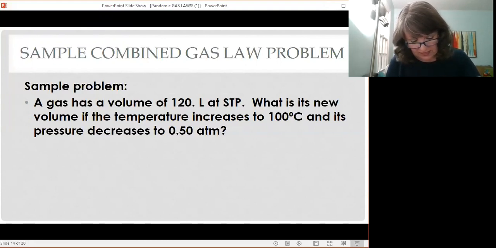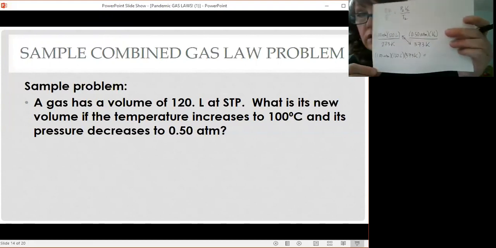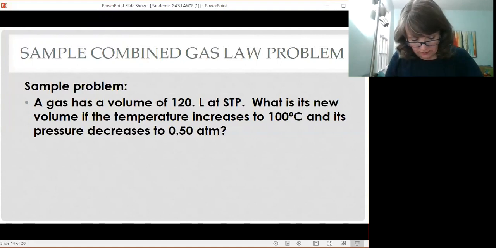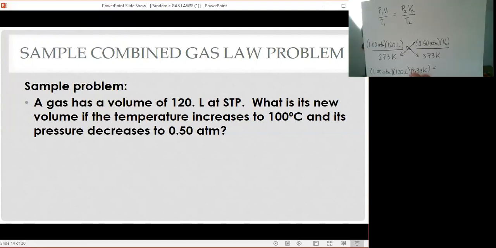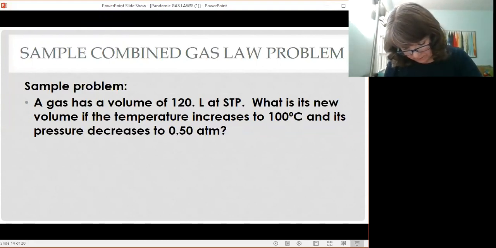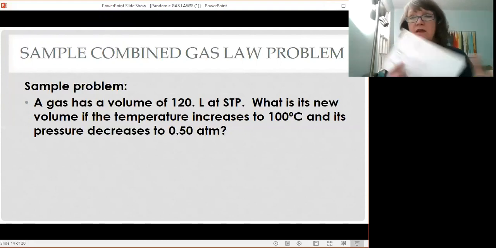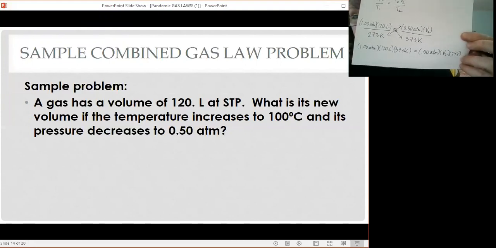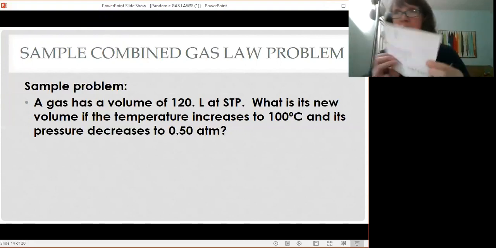And then I'm going to set that equal to my other cross, which will be 0.5 atmospheres times V2 times 273. And of course, how will I isolate V2? I'll just divide both sides by 0.5 atmospheres and 273. That way V2 will be by itself.